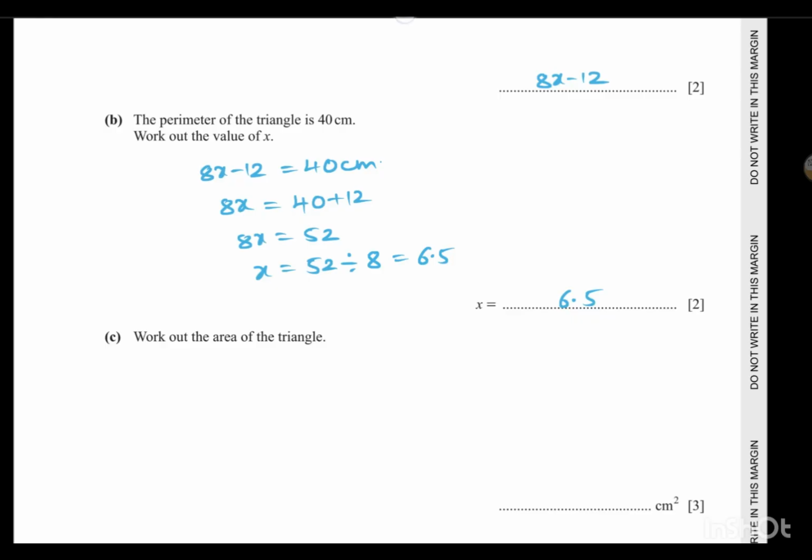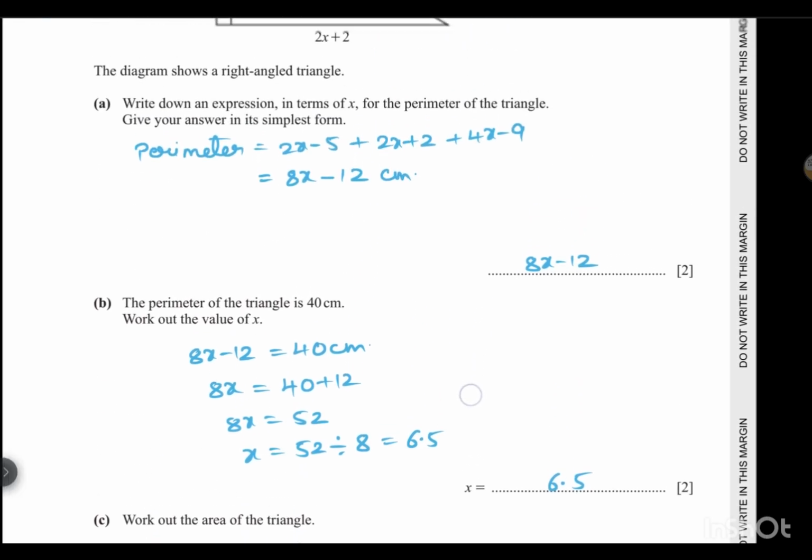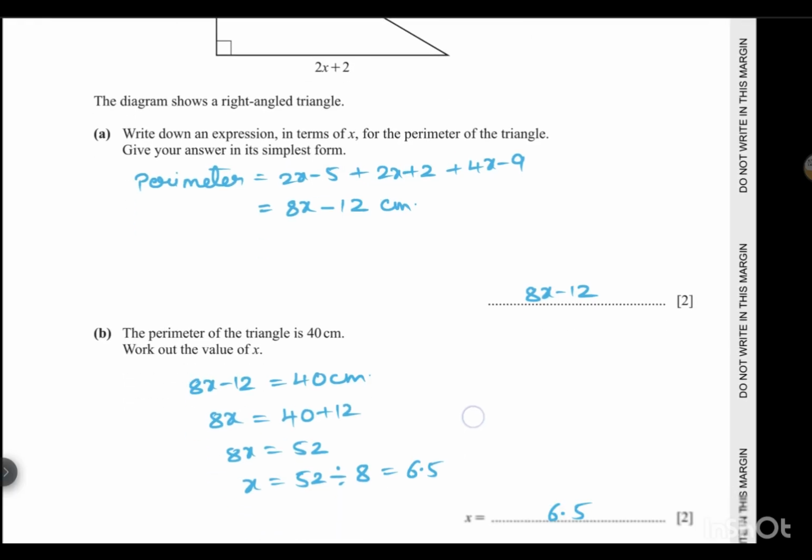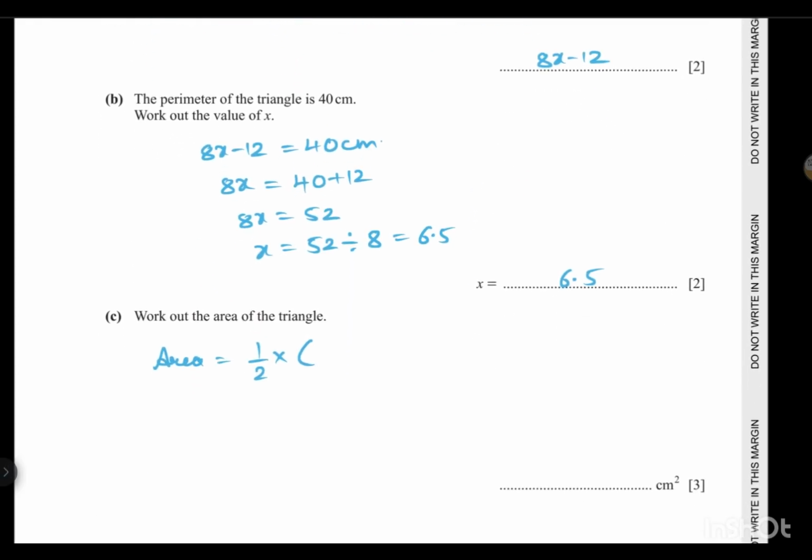Question C. Work out the area of the triangle. The area of the triangle is half into base into height. So area is equal to half into base, which is given to us as 2x plus 2, and height is 2x minus 5. So half into (2x plus 2) into (2x minus 5). We got the value of x here, so just substitute it.